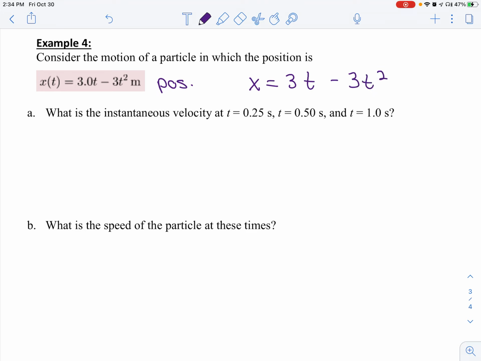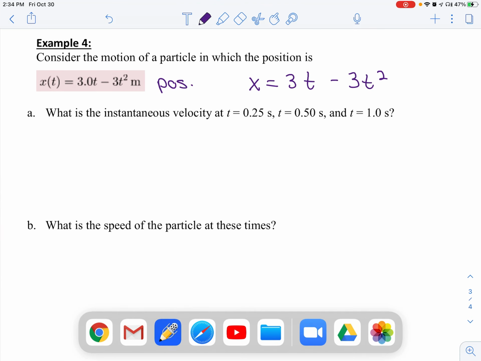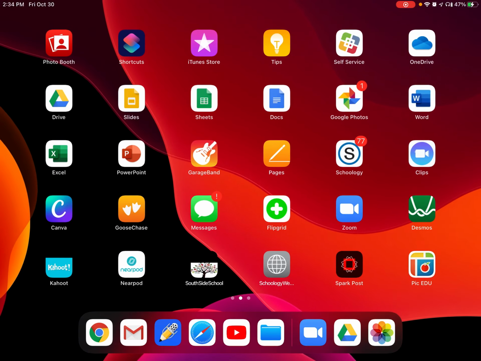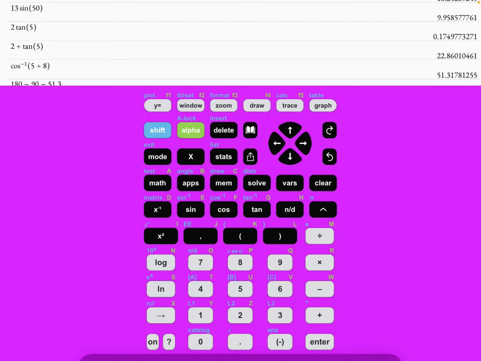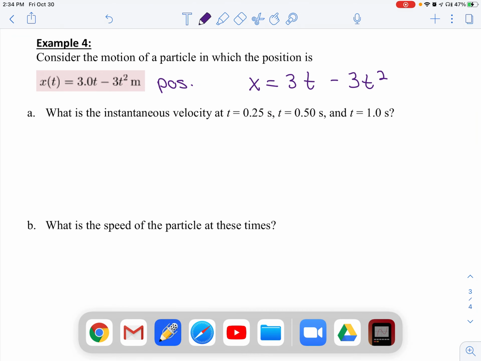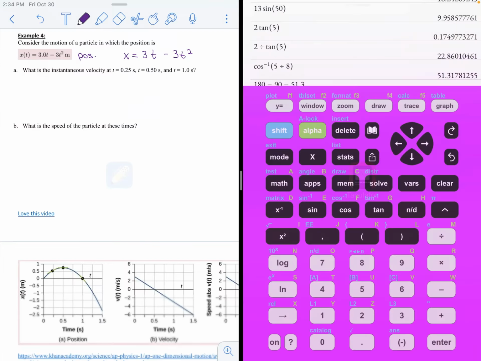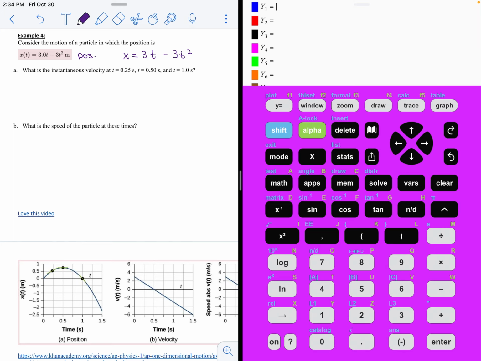So it all depends on time, and if you graphed that, and dare I say, you should, you can fast forward this part of the video if you want, but I think this would be worth you seeing. If I graph it, what is it? 3t minus 3t squared.